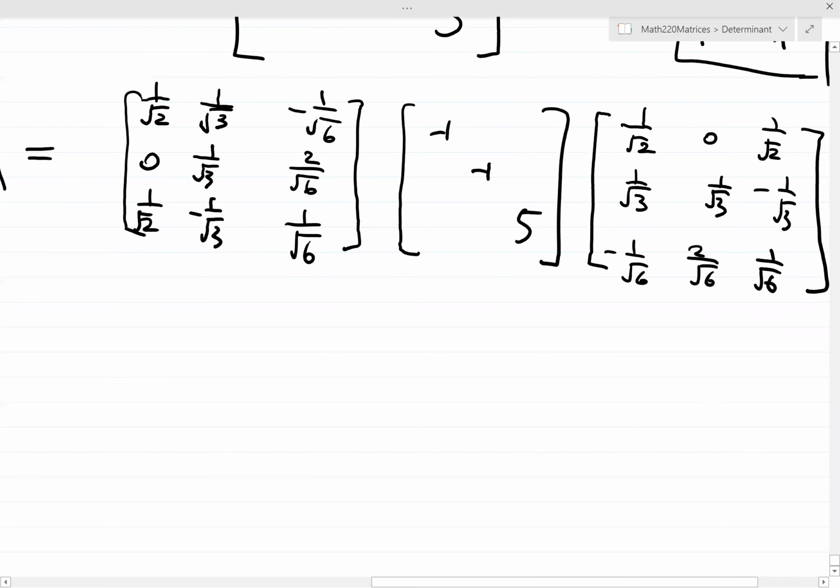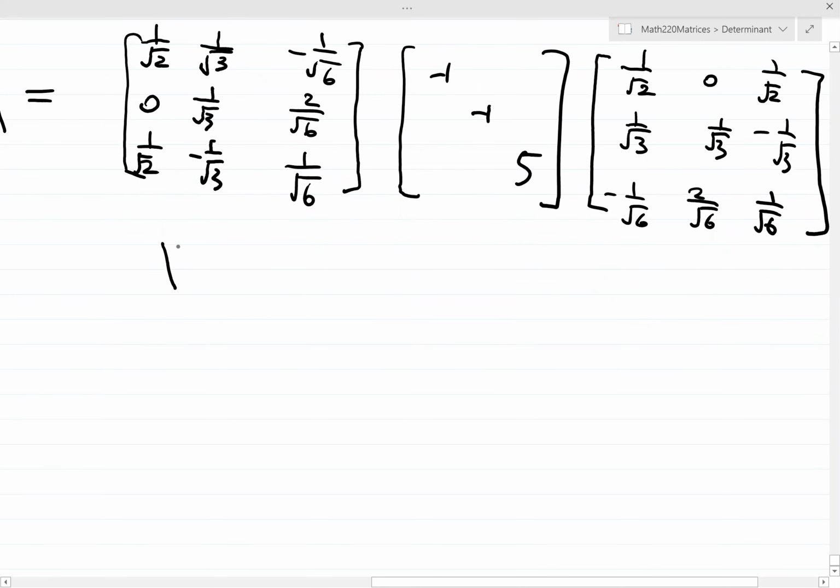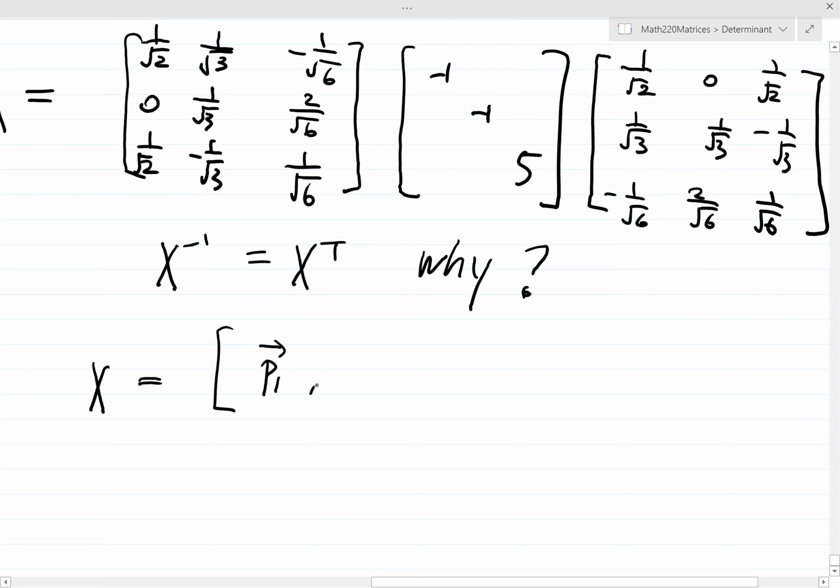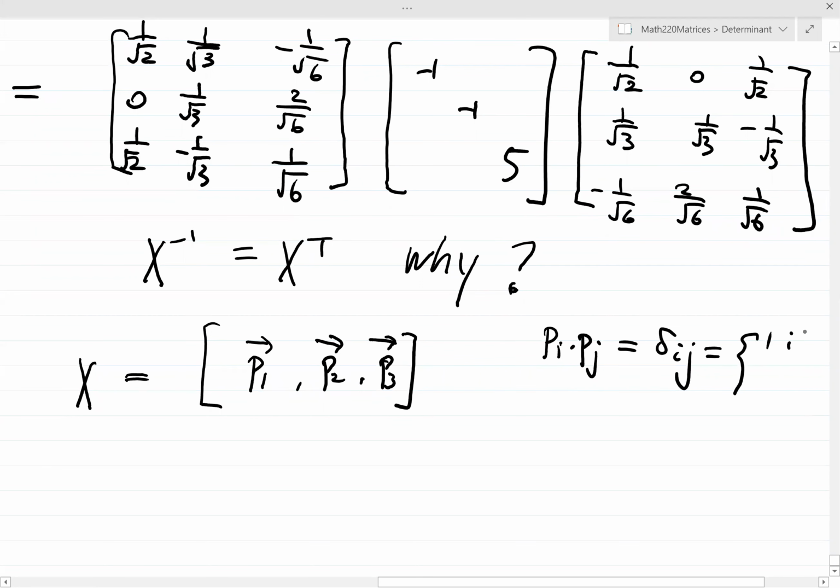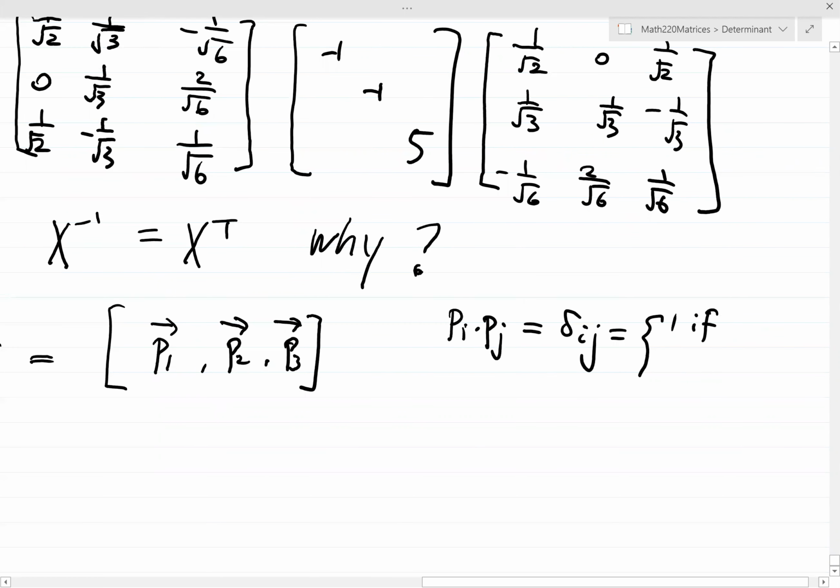Now let me explain why X inverse is X transpose. If we write X as the 3 eigenvectors p1, p2, p3, they are also orthonormal, which means pi dot pj is delta ij. Delta ij is 1 if i equals j, and 0 otherwise if i differs from j. This is the famous Kronecker delta.